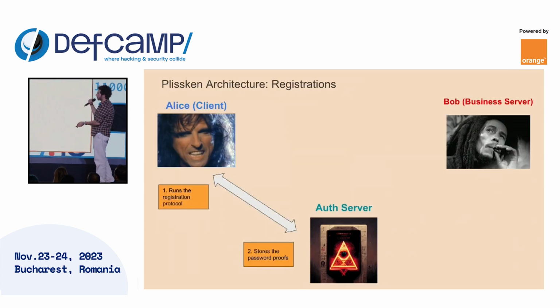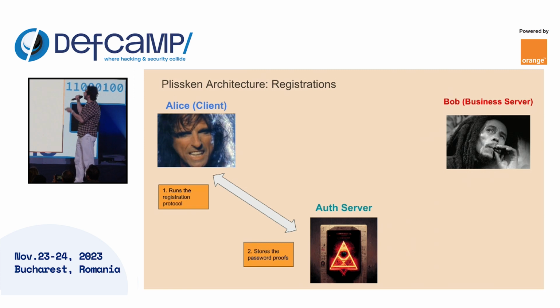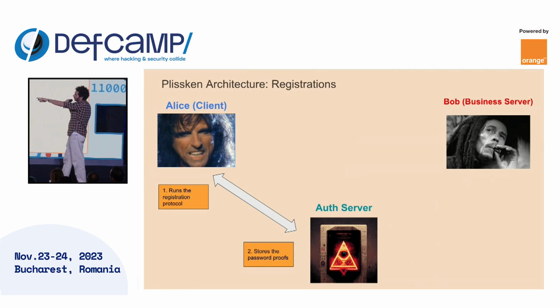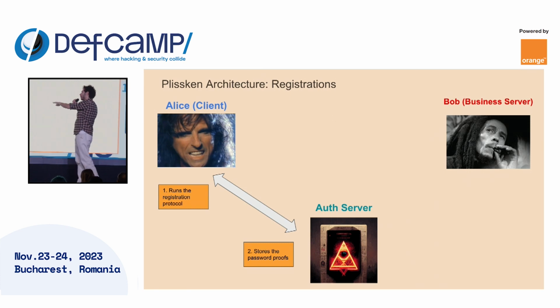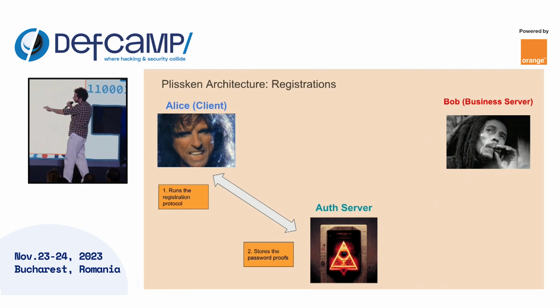Let me now explain what a resource server and an auth server are. I call it the business server here, but in all terms it's called a resource server. The idea is that Alice wants to log into her favorite website. Alice does a registration, running the registration protocol. This is where all the OPRF, OPAQUE magic occurs. Then the auth server here, running Pliskin as an SDK on their backend, will store the password proofs. And as I said, the auth server can actually remain public. I really don't care if it gets breached because you get nothing out of it. It's just a waste of hackers' time.